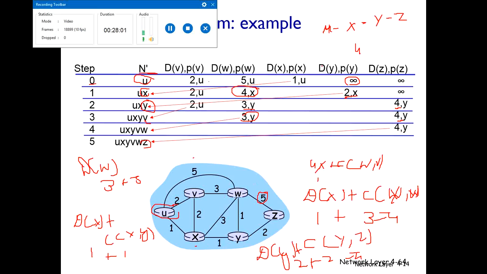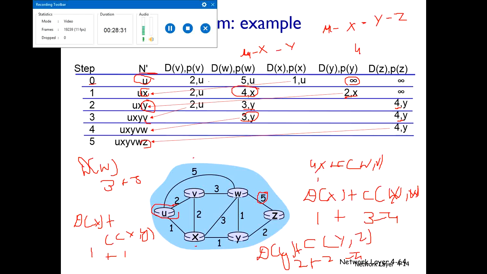This is the path. Similarly, if you want to calculate the least cost path from U to Y, the least cost is 2 and the path is: you want to reach Y, from Y the node is X. How to reach X? X can be reached directly. So the minimum cost is 2 and the path is UXY. You need to mention the path also.